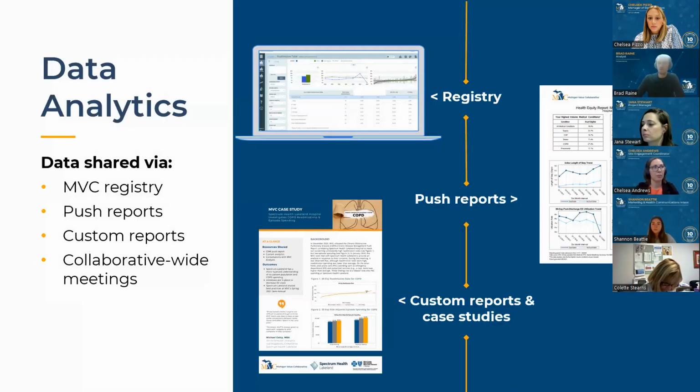A little bit more about our data analytics. MVC members and partners can access their data in a number of ways, including our registry, push reports that we send annually or biannually, custom reports tailored to specific metrics, payers, or timeframes of interest to you, and sometimes as unblinded data that we show at our collaborative live meetings. We have several push report topics for 2023, which include pre-op testing, cardiac rehab, ED-based episodes, SNF and home health utilization, CHF and COPD follow-up care, sepsis, and many more.